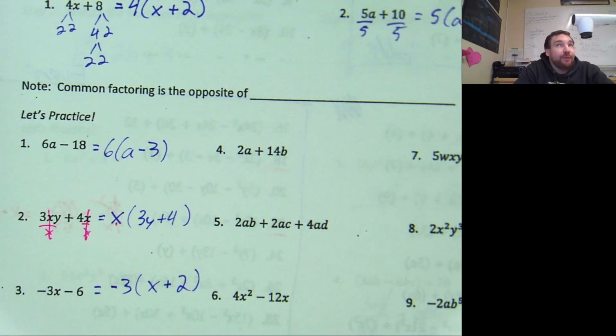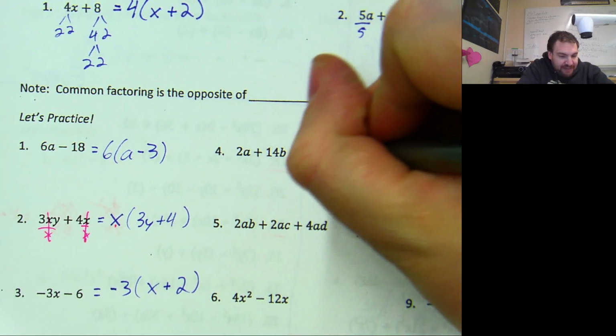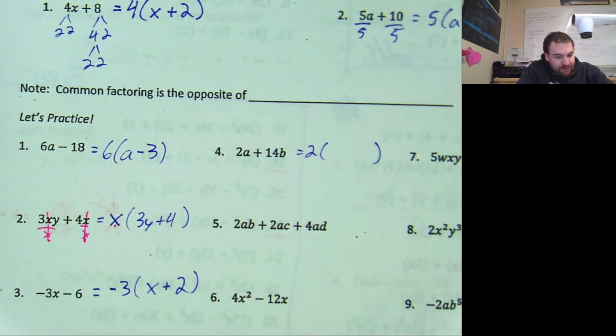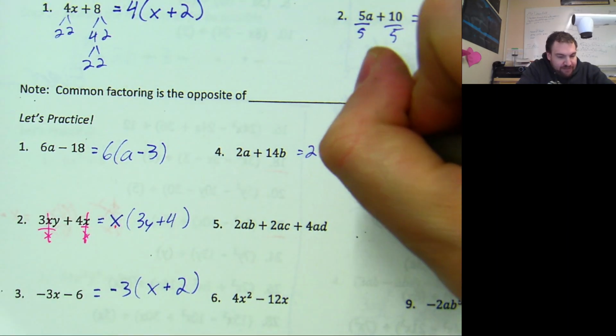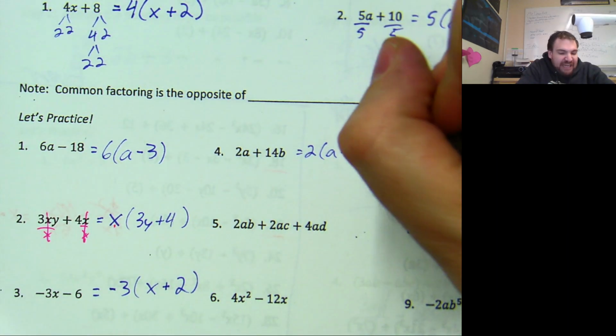Okay, number 4, what would I do? What's my GCF? 2, which means I would be left with 2 times a plus 7b.